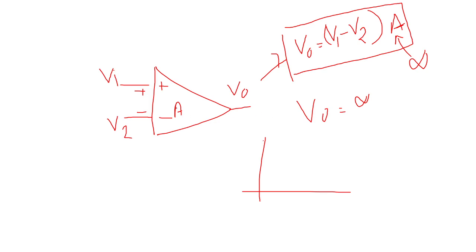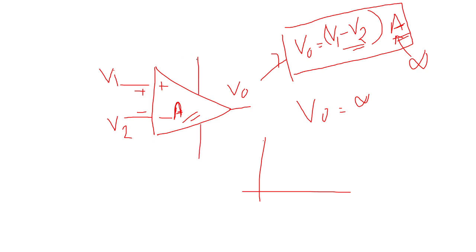Whatever the input, V1 minus V2 is multiplied by A. But the thing is, the gain is very high, infinity. So the output voltage is always infinity if it is open circuited. If this is open circuit, there is no feedback, so output V0 will be equal to V1 minus V2 into A. As you can see, it is input into gain A, so it's actually linear. But since the gain is very high, it will always be infinity.